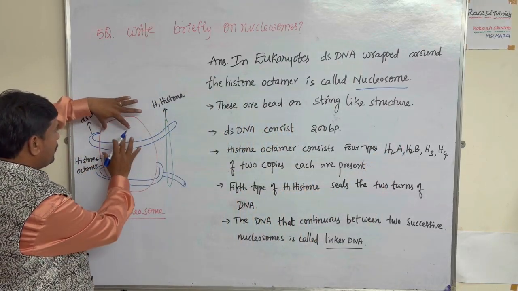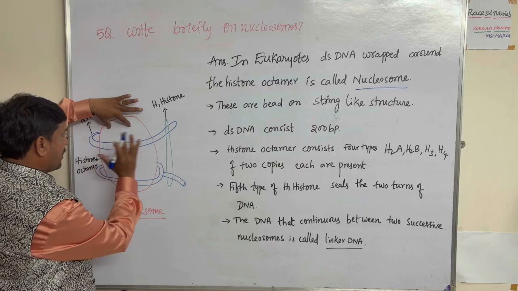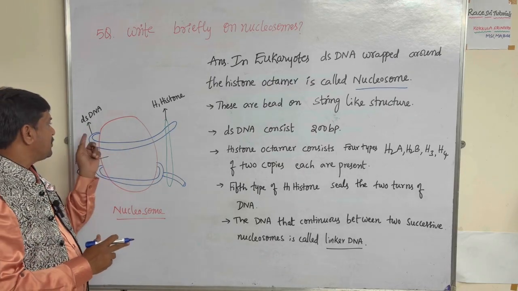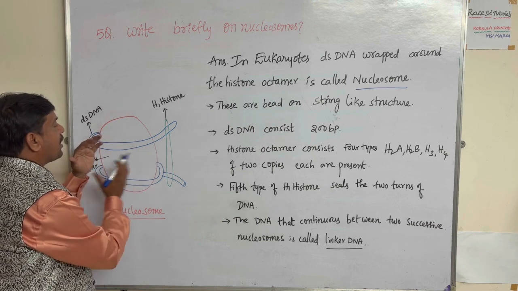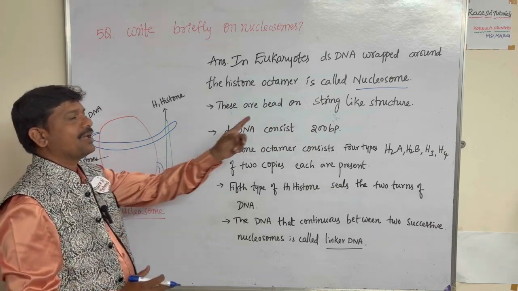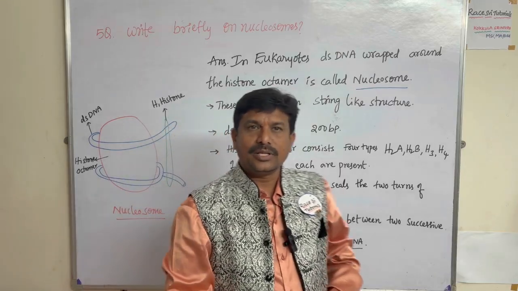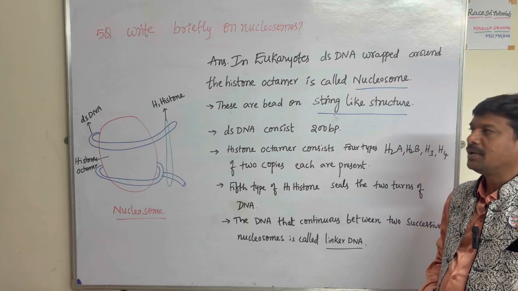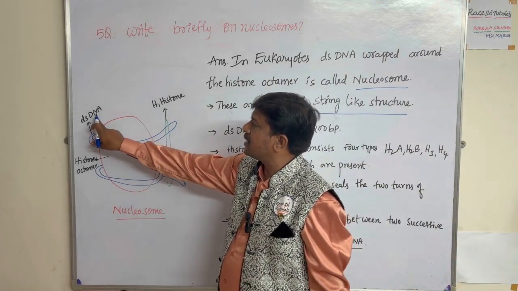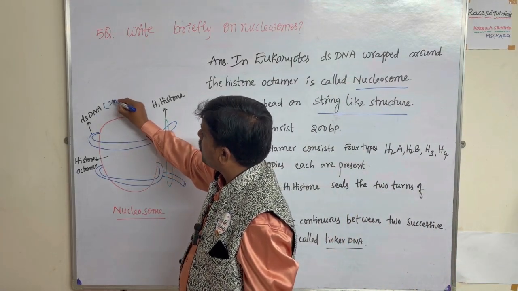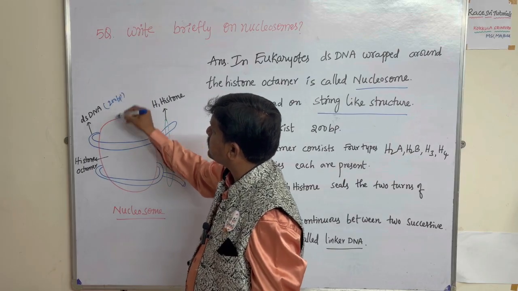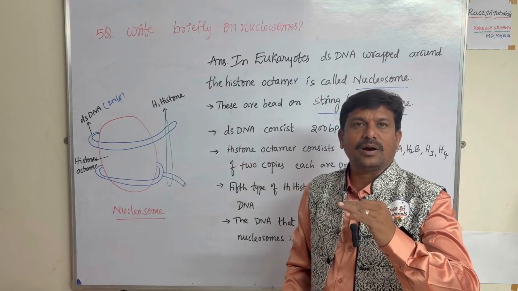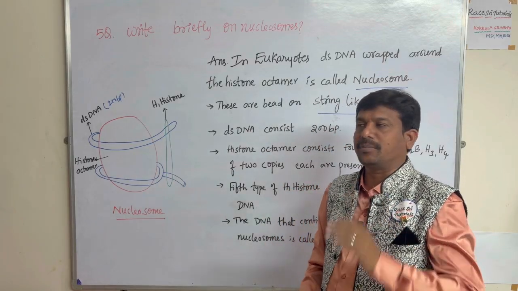So the round red mark is there. Who is covering the red mark? You know, the double stranded DNA. So that's why dsDNA wrapped around the histone octamer is called a nucleosome. This nucleosome is a string-like, thread-like structure. The DNA consists of how many base pairs? 200 base pairs. And the histone octamer is present. Octamer means 8 molecules.